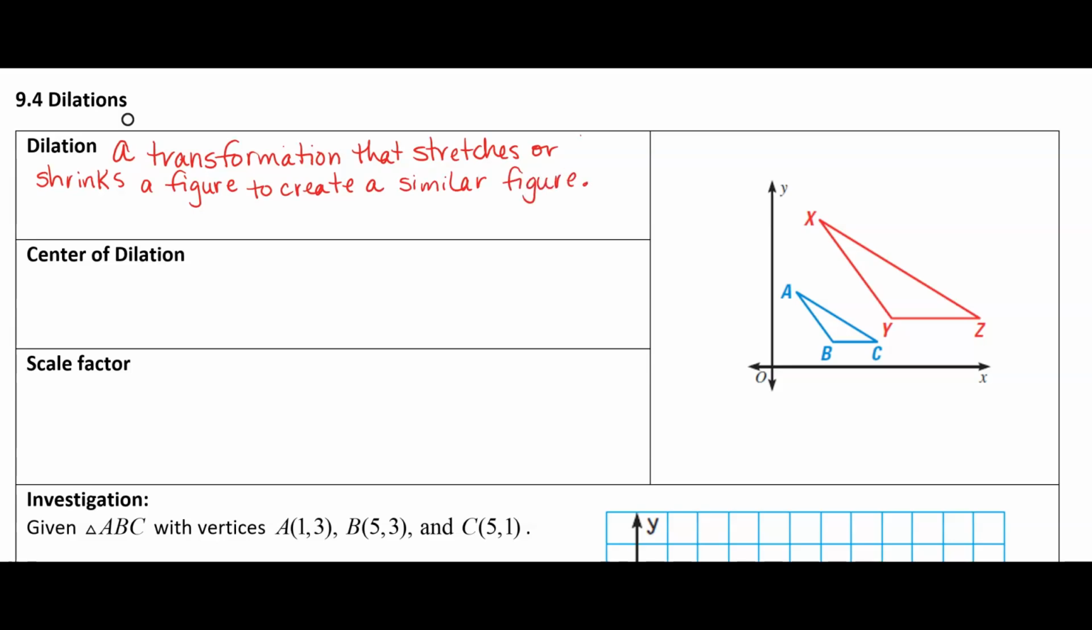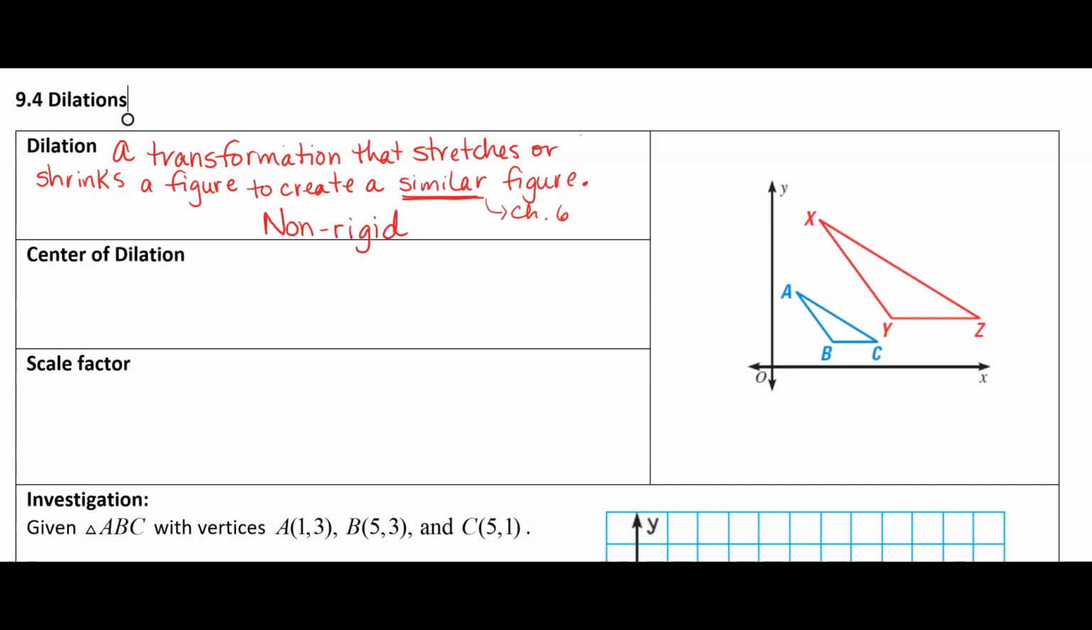Now, similar is going to come back in chapter 6 when we do similar triangles. So since it is similar, it is not the same size, but it is the same shape. Therefore, this is a non-rigid motion problem.